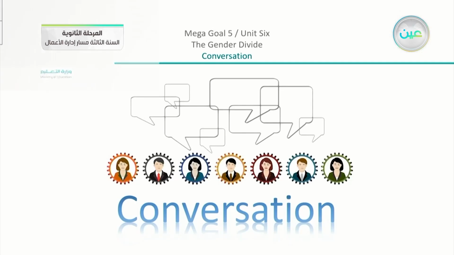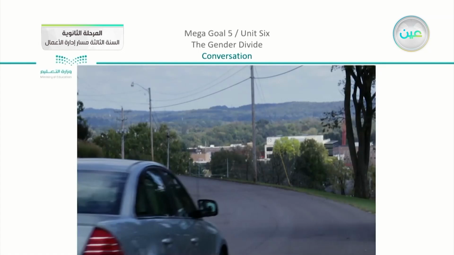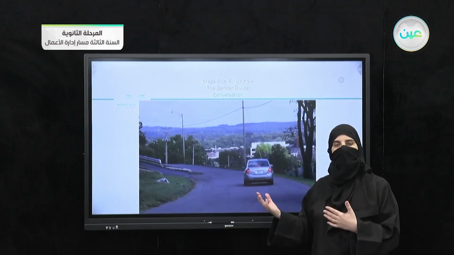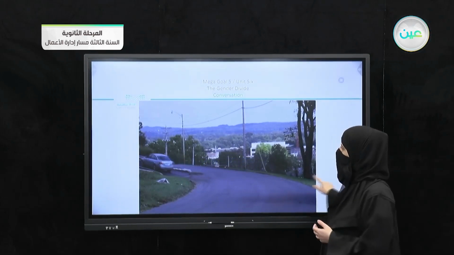We have our conversation lesson for the day. Our objectives are going to be to answer questions and express opinions about reactions, give the meanings of words and expressions, use real talk and specific phrases in sentences, ask for and give directions. So since we are talking about different reactions, we need to know, or just to be introduced to our characters who are going to be in the conversation.